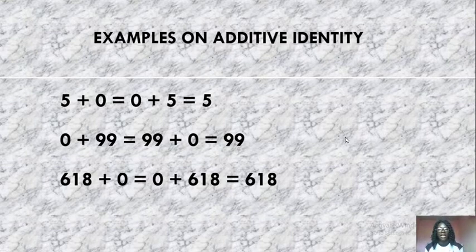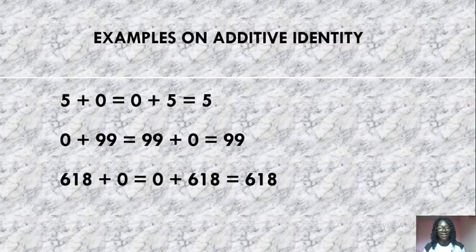We have here examples on the additive identity. So I'm having my number 5 and adding it with 0, or 0 plus 5, you get back that same number. 0 plus 99 equals 99. 618 plus 0, you get back 618. That's all, you're not doing anything again. That's why I say this week's topic is very, very simple, because there is nothing to do.